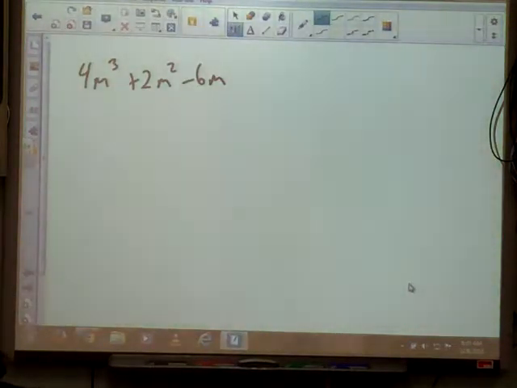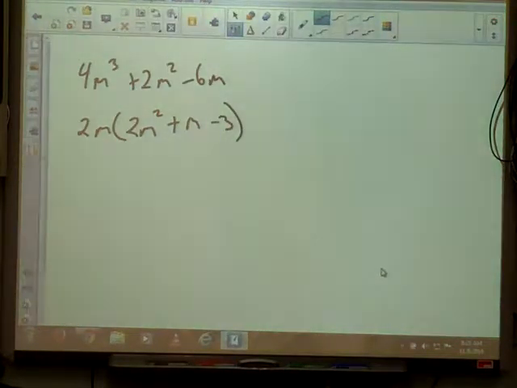Yeah. M and what else? Two. So we factor 2m out. That leaves me with, what do I have inside? 2m squared plus m minus 3. Very good. Now we got to see if that trinomial in the parentheses can go any farther. So a times c being negative 6, are there any factors of negative 6 that add to 1?